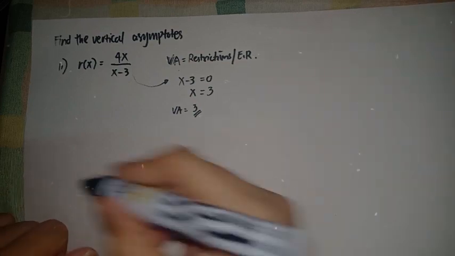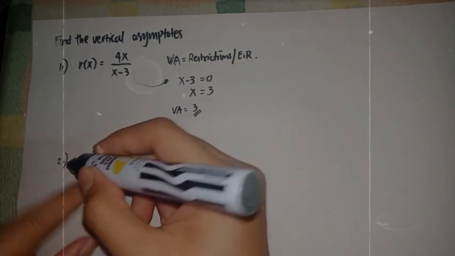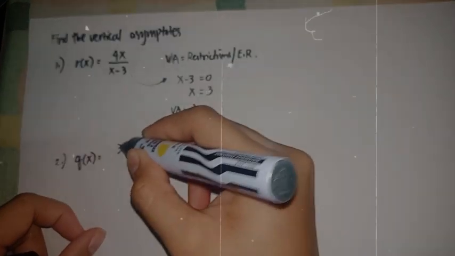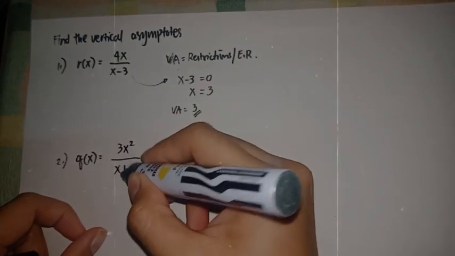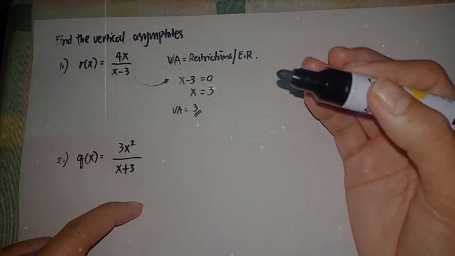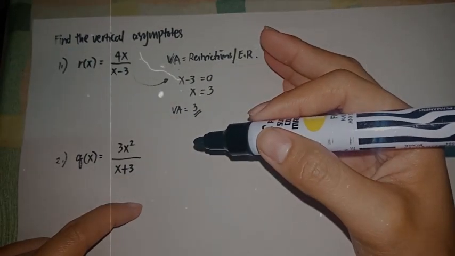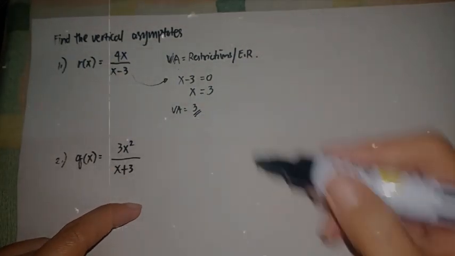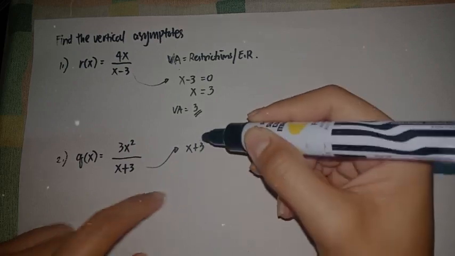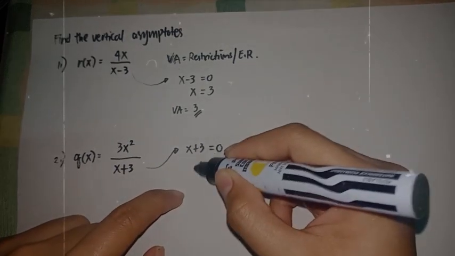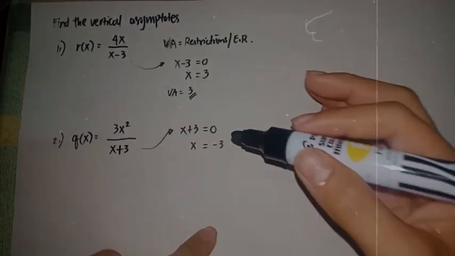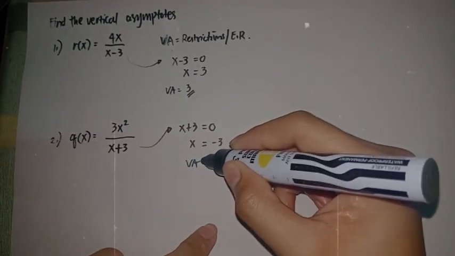That's it. Okay, for item number 2, we have q of x is equal to 3x squared all over x plus 3. So again, we are looking for the vertical asymptotes. Look for the restrictions or the extraneous roots. Let's take out the denominator, x plus 3, equate it to 0. So we have x is equal to negative 3. So that means our vertical asymptote is negative 3.